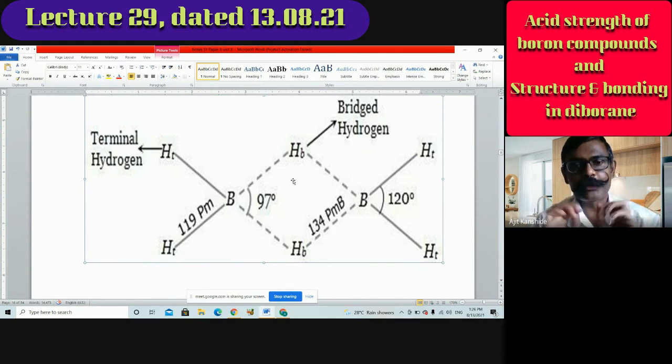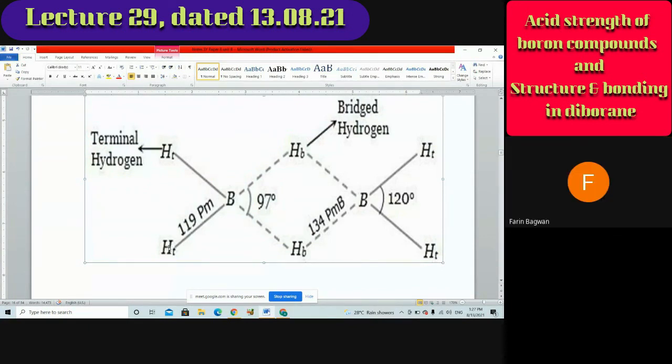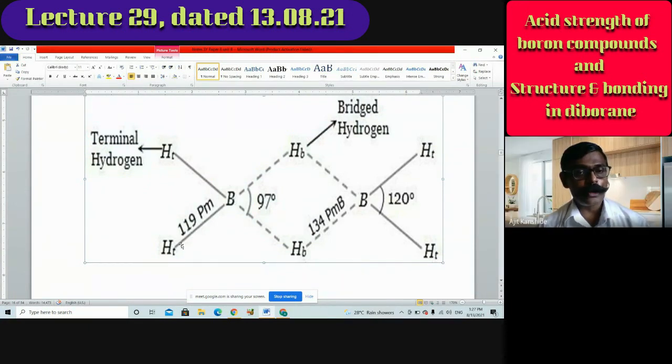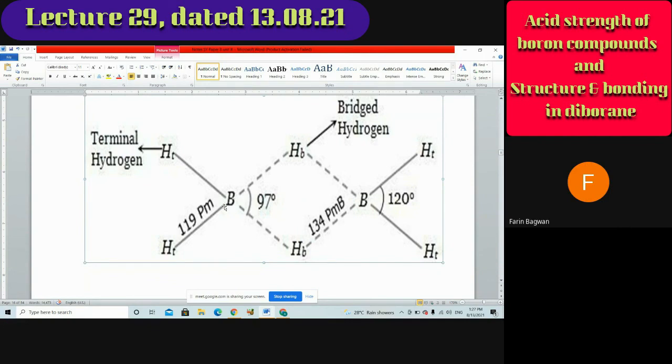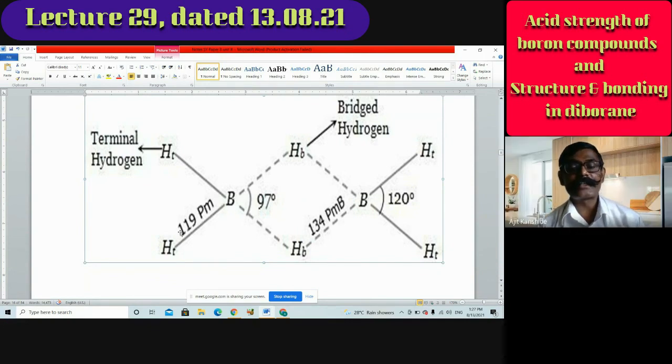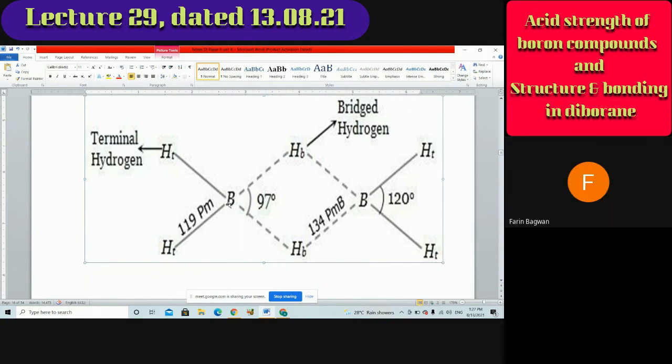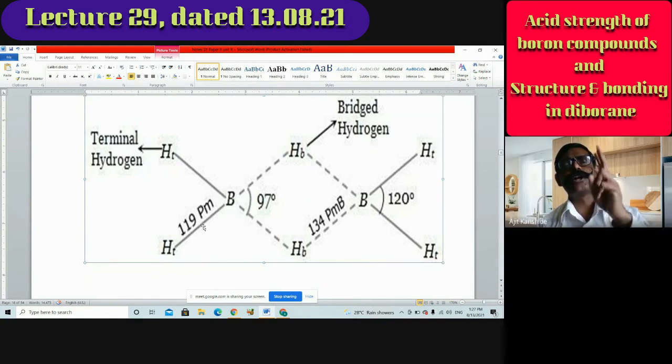Now, I am coming to the conclusion portion. Here see, in the case of terminal hydrogens, answer my question: this B-H terminal bond, boron and terminal hydrogen bond, how many electrons are there? Help me. Two. Right, 2 electrons. How many centers are there? How many atoms are there for that bonding? Right, 2 atoms. So a 2 center, 2 electron bond.